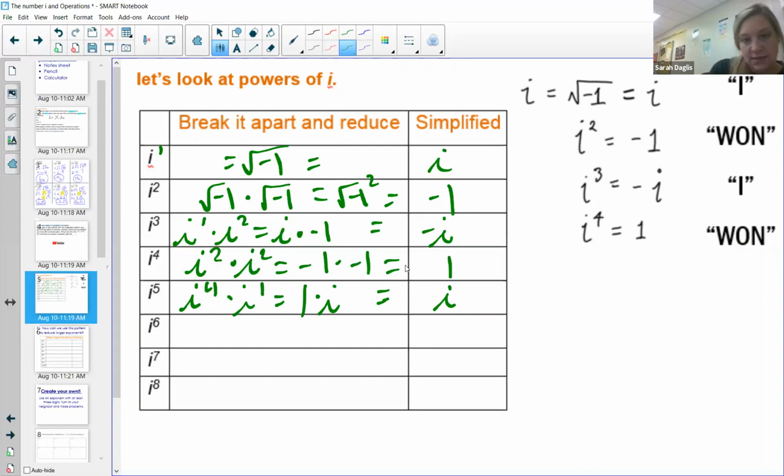I to the 6th. Again, we can break this apart. 5 and 1, 4 and 2, 3 and 3. So many ways. I'm going to do 5 and 1. I to the 5th in my chart, I just figured out was i. I to the power of 1 is just i. So this is going to be equal to i squared. Okay, well, that's not simplified. Because i squared, I can simplify again, and that's going to be equal to -1.